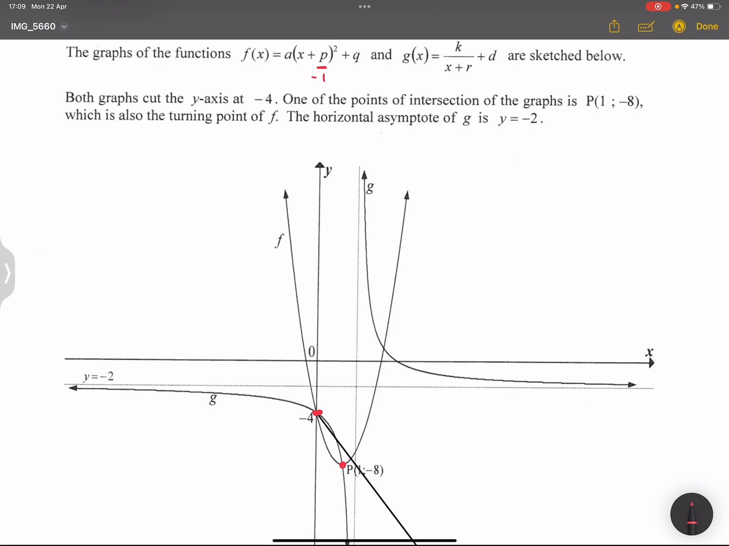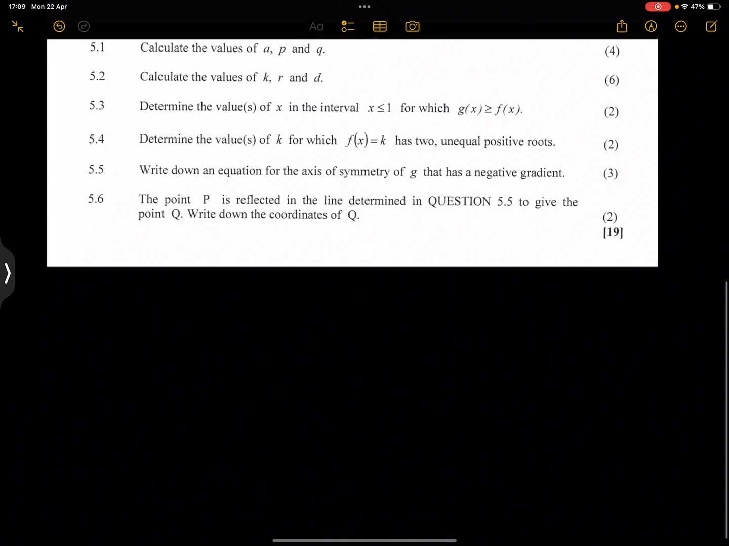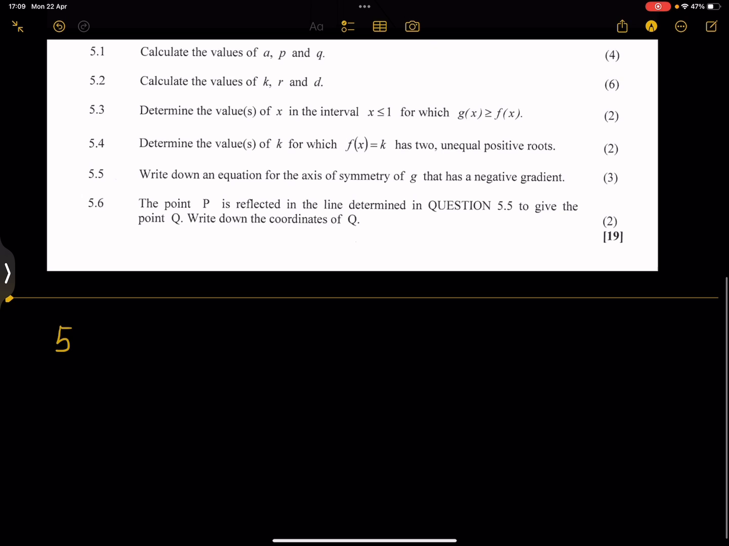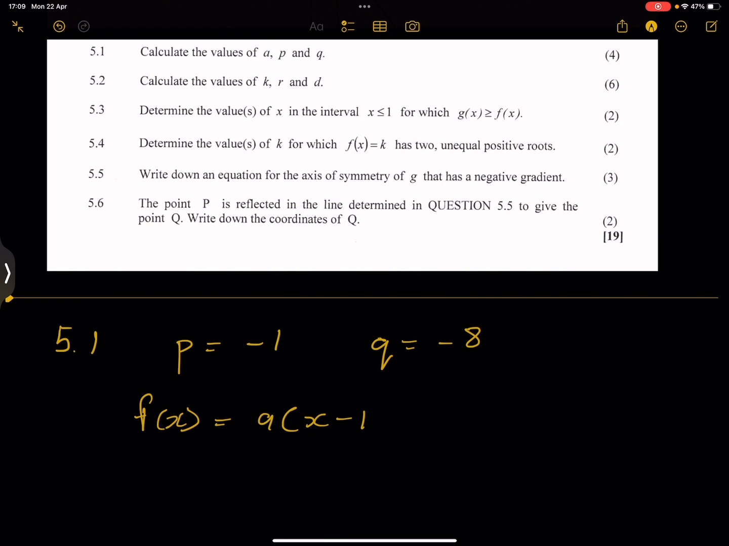And the q value, that would be negative 8, right? So all we need to do now is to get the value of a. So for 5.1, I said the p-value is -1. The q-value is -8. So our equation is f of x is a into x minus 1 squared minus 8, right?